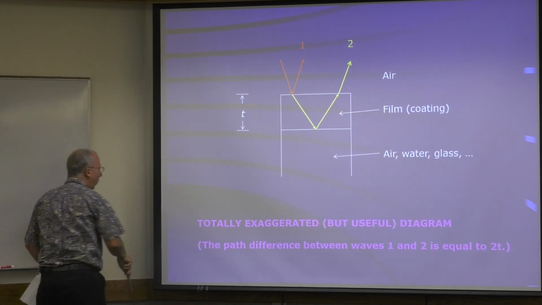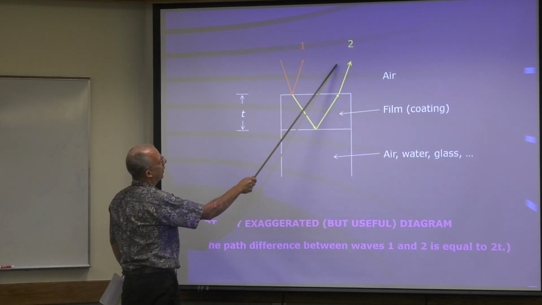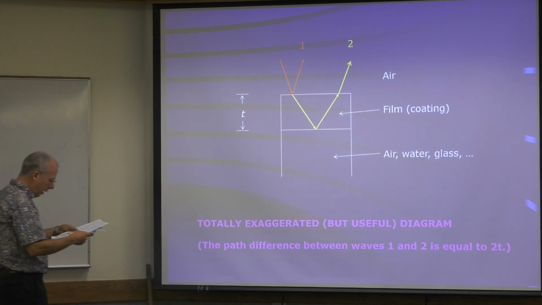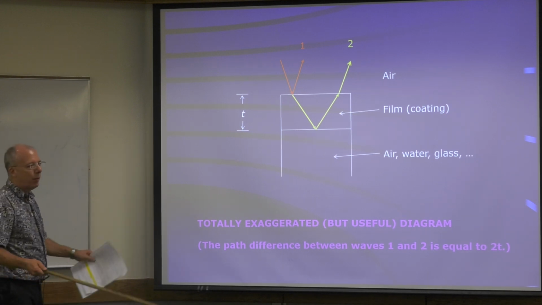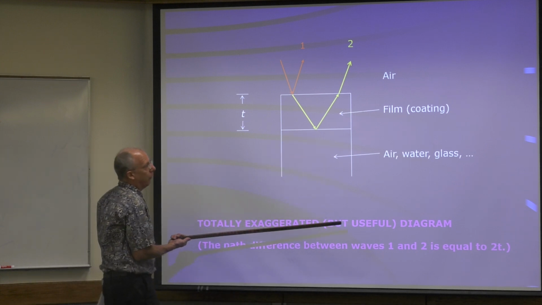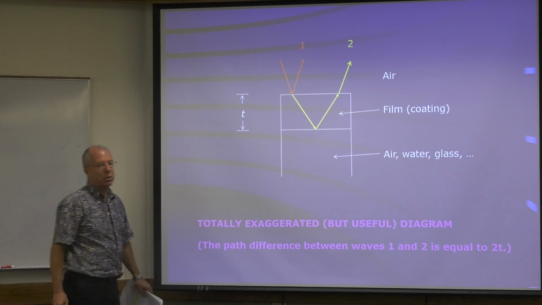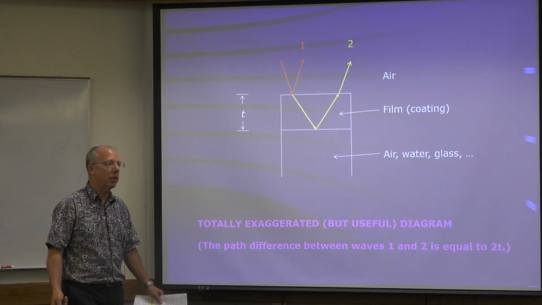Our goal is to see how this reflection interferes with this reflection. And that's all there is to it. Not a big deal, you know? Well, it is a big deal. So what is going to cause different kinds of interference? Well, there's a path difference, right? Number 2 travels 2t more than number 1. So a path difference results in a phase difference. Phase differences result in interference.